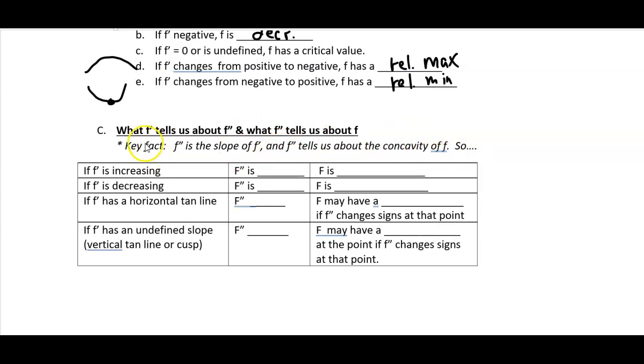So from that we can conclude the following things. If f prime is increasing, so if the graph of f prime is going in an upward direction, that means its slope, in other words f double prime, is positive. And when f double prime is positive, that means that our graph of f is concave up. Likewise, if f prime is decreasing, that means f double prime is negative and f is concave down.